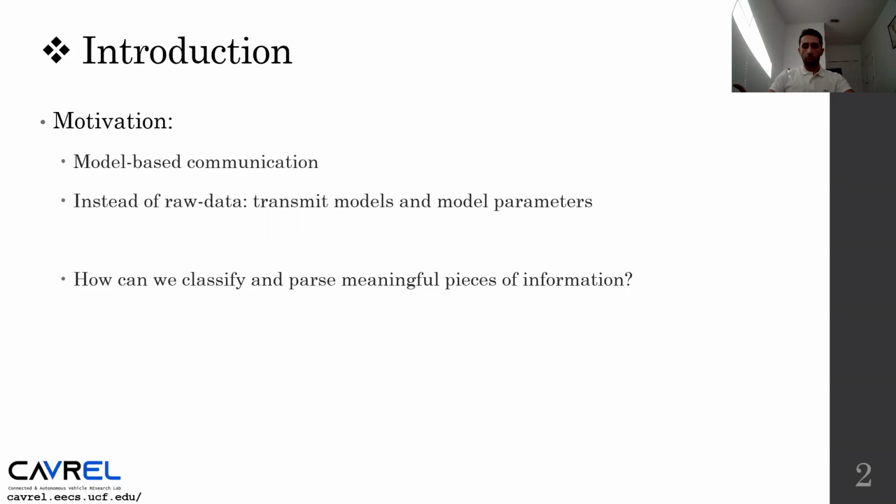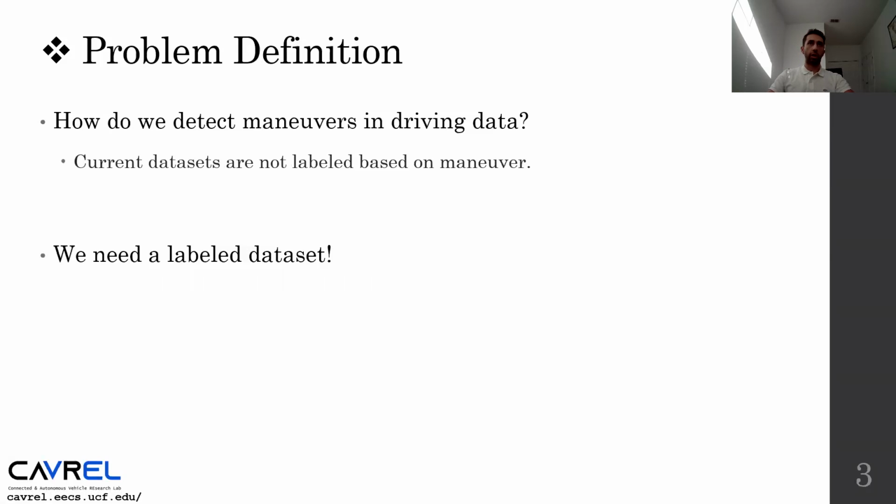Then when we looked at the literature, we realized there are a couple of driving data sets such as NGSIM and other large-scale data sets, but none of them are labeled based on maneuver. They are just data sets that are recorded. Basically, they put some logging devices on some cars, and they just ask them to do their normal driving behavior. And those are not really labeled, at least in real time. So we realized we need a labeled data set in order to be able to extract these meaningful pieces of information from driving data.